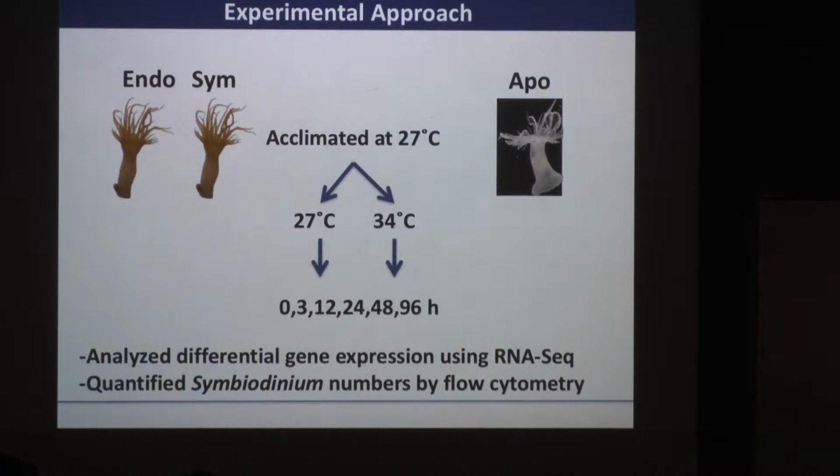And so we analyzed differential gene expression using RNA-seq and then the package DESeq2 to actually call differential expression, and then again quantified the number of Symbiodinium remaining by the flow cytometry that I showed you before. And now because we are sampling across a temporal timescale, we wanted to look at global gene expression over time to see if there were clusters of genes that correlated together and showed different expression patterns over time.